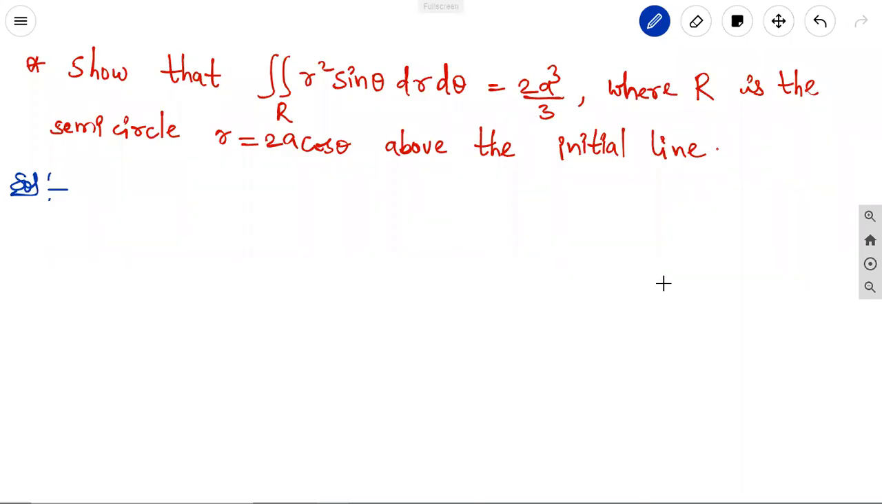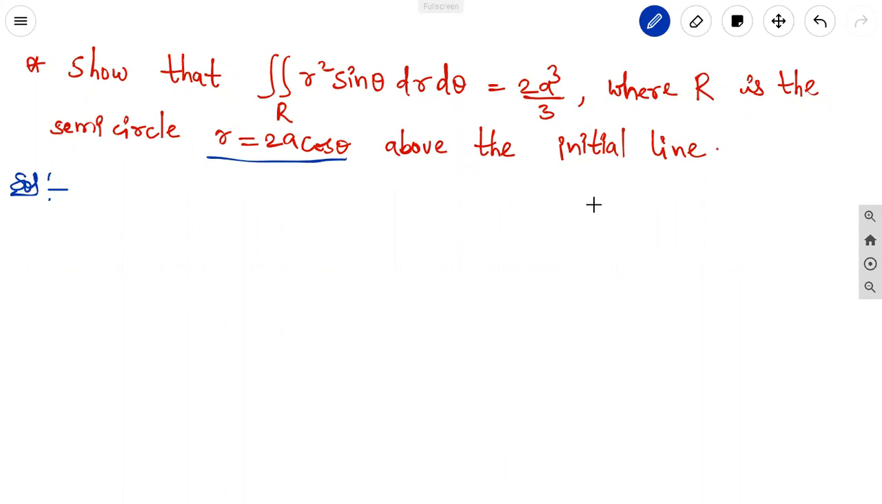Let us discuss a problem on the double integration of the polar form. The problem is: show that the double integral over R of r² sin θ dr dθ equals 2a³/3, where R is the semicircle r = 2a cos θ above the initial line.